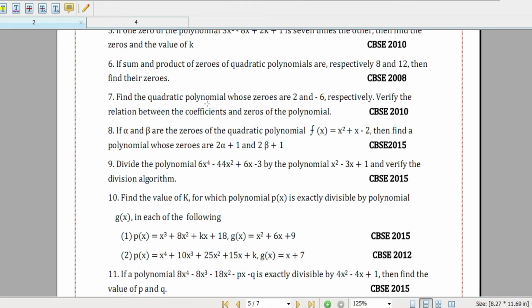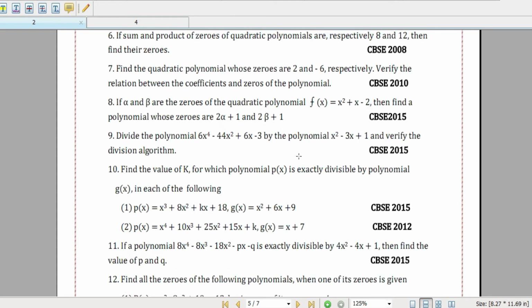Find a quadratic polynomial whose zeros are 2 and minus 6. Verify the relation between coefficients and zeros of the polynomial. This is again one of the example problems, which is very similar to this. You can refer, exactly similar example problem is there. If alpha and beta are zeros of a quadratic polynomial, then find the polynomial whose zeros are 2 alpha plus 1 and 2 beta plus 1.